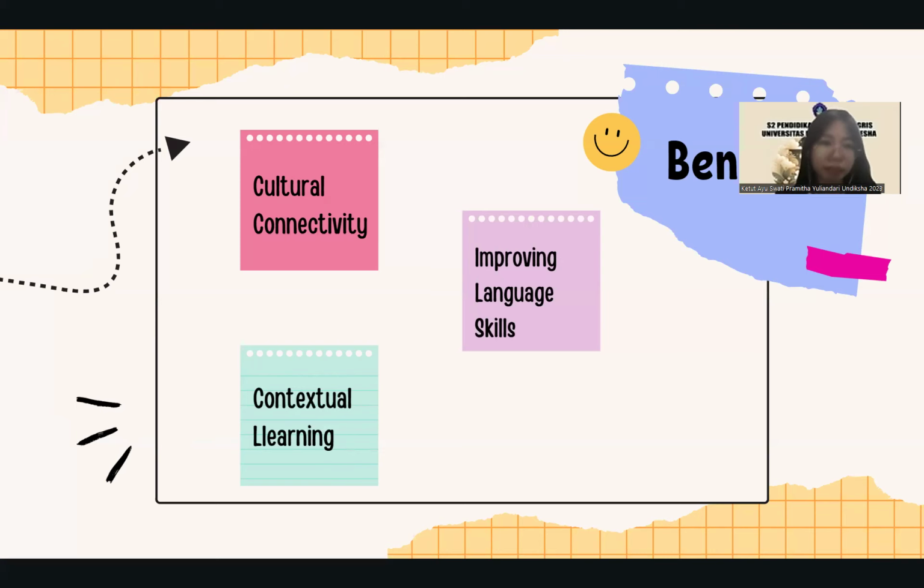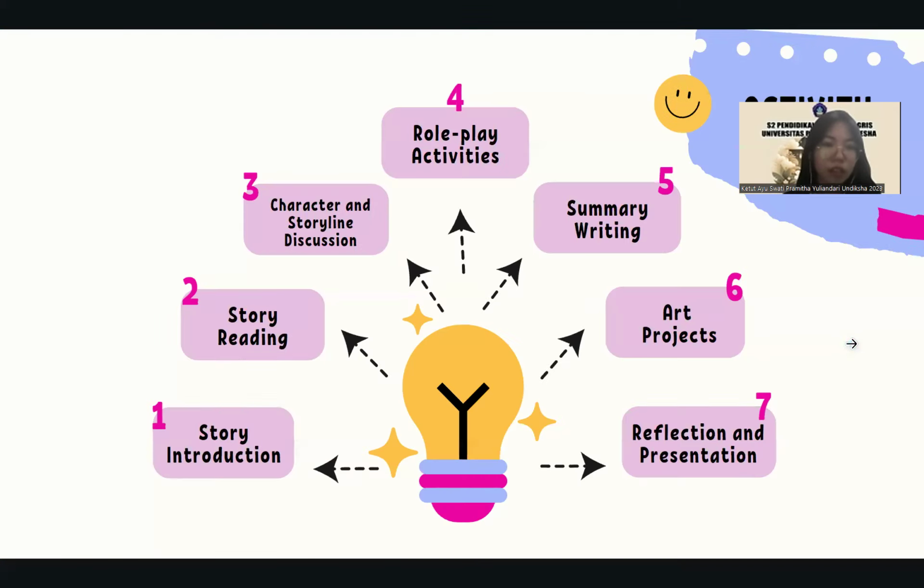Okay, next slide. Now I share the steps of learning if we want to use this activity. Let's say we use the Malin Kundang story as the material, and the first learning step will be story introduction. In the story introduction, the teacher introduces the story of Malin Kundang in simple, easy-to-understand English. And then use pictures or short videos to help students understand, so they can imagine what the story is.